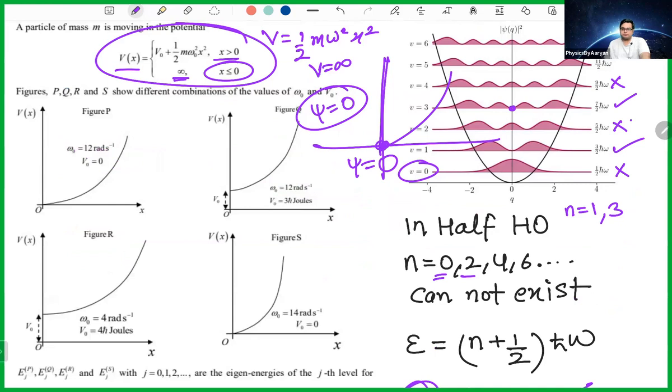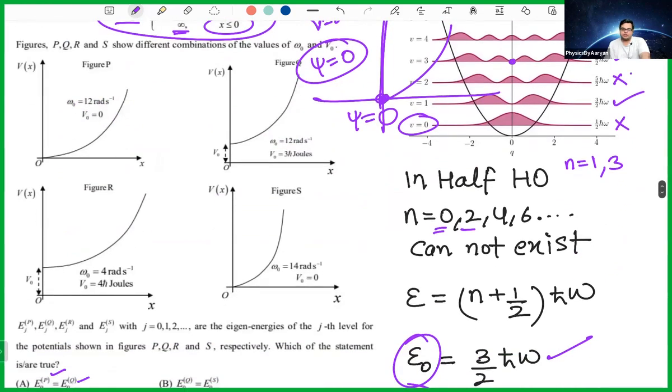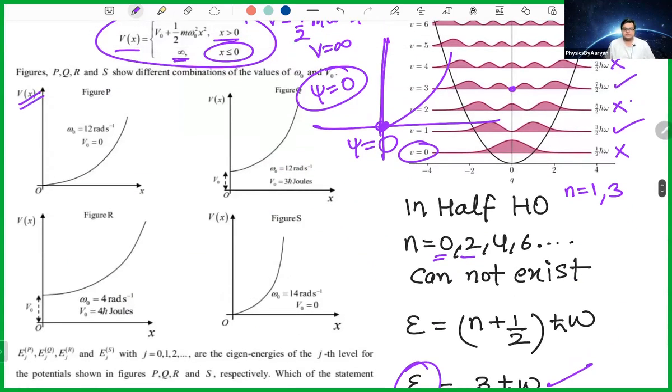Sir, are figures Q and R possible as they are not starting from 0? So see, this is not a diagram for a wave function. This is a diagram for a potential. Don't confuse this, right? Not every diagram is for a wave function. The wave function should be 0 here. Potential will be 0, that is not any condition. Potential does not need to be continuous. Wave function needs to be continuous.